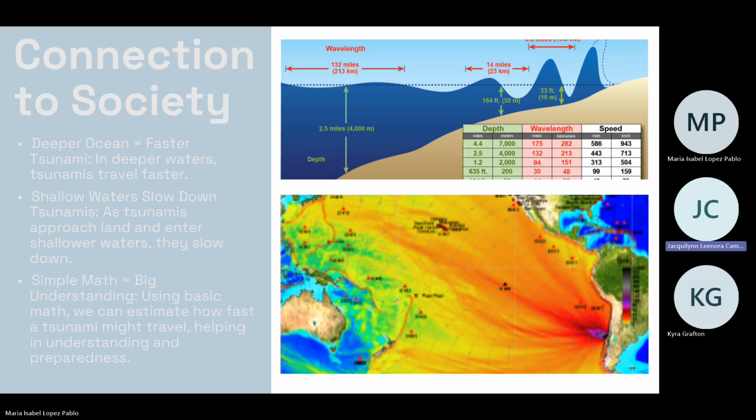Deeper in the ocean equals faster tsunami. In deeper waters, tsunamis travel extremely fast. Shallow waters slow down tsunamis as they approach land, which is often why we would not see a small ripple of a tsunami in the ocean at a lower degree.